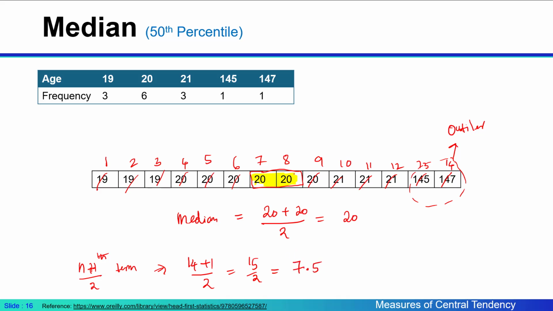7.5th term. So now we can directly take the 7th and 8th terms, and we want the middle of these. Just take the 7th and 8th, which are 20 and 20, divided by 2, which we can easily identify. And generally, if we have a large amount of data, identifying the number of the term is easy, so we can easily identify the median with the help of this formula.